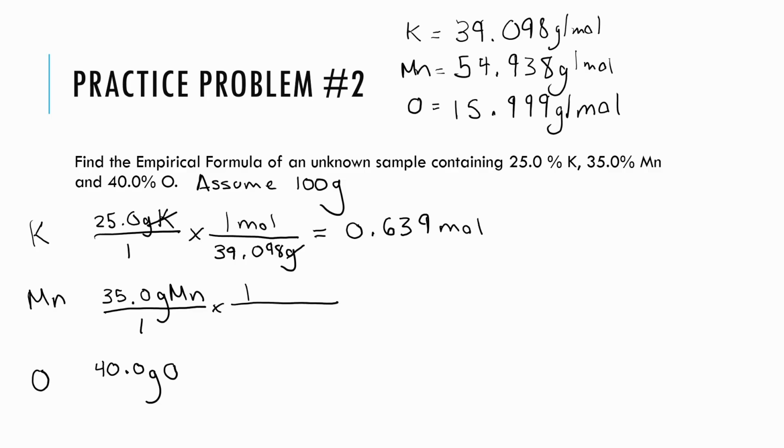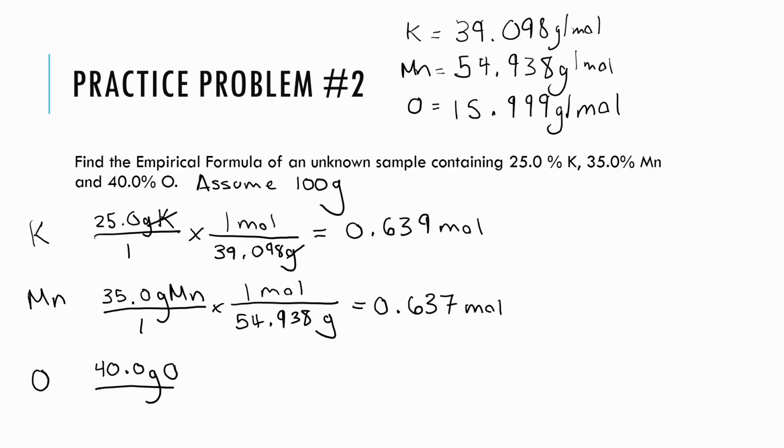We're going to do this again for the manganese. In this case, it's going to be 1 mole on top again, but our manganese is 54.938 grams. To do this math, we're going to take 35.0 divided by 54.938, and again, 3 sig figs, so we are going to get 0.637 moles.